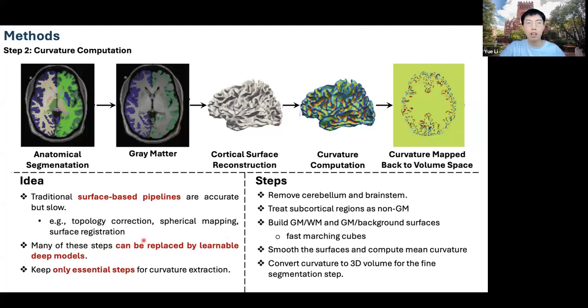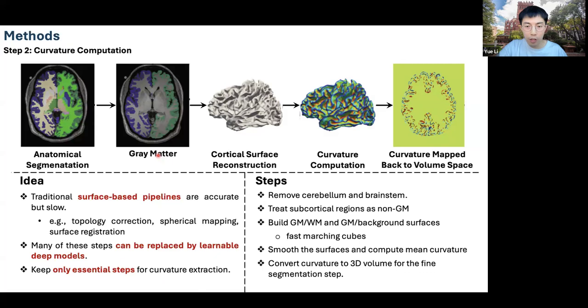They find that these different steps have literature support that they can be implicitly embedded into a deep learning network training process, so that we don't have to design an explicit step for these steps. Instead, we can only keep those essential steps for curvature extraction to make it very fast.